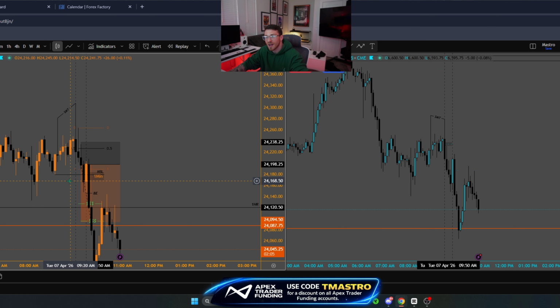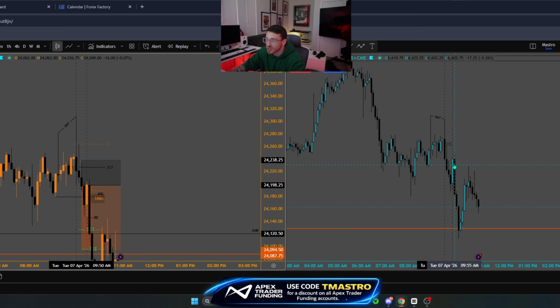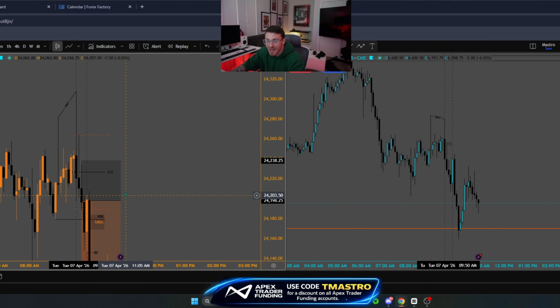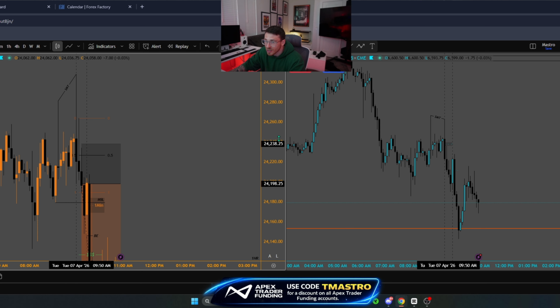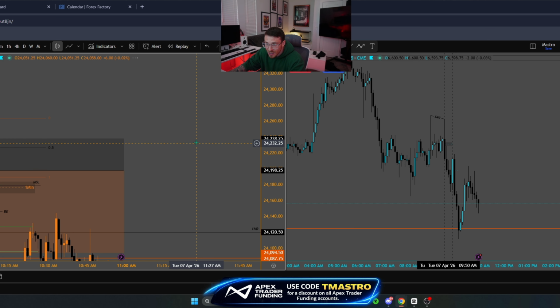What do I want to see after that? We broke structure to the upside here, right? So I want to see a break of structure to the downside also. We end up breaking structure on the downside in the leading index, okay? That caught my attention, but what I want to see first is a break of structure to the downside on NASDAQ also, which we ended up getting around 9:35 a.m. We weren't entered in a trade yet, okay? So we scale down to the 1-minute time frame.